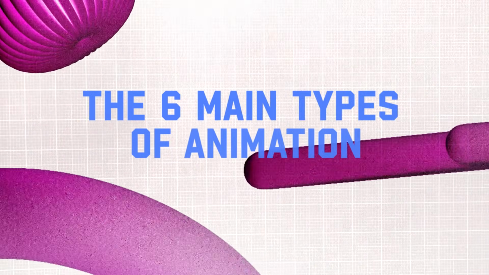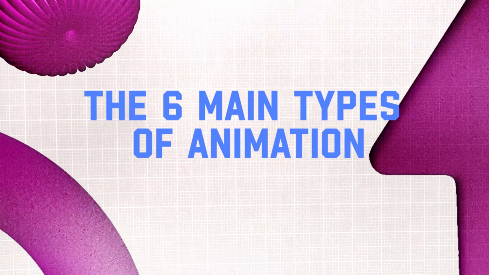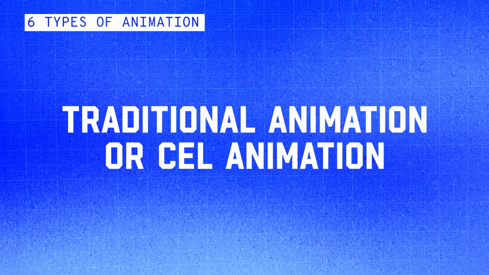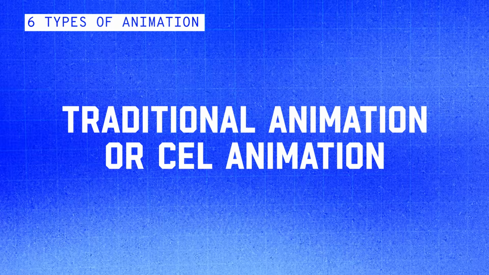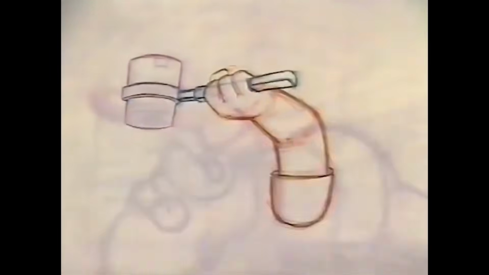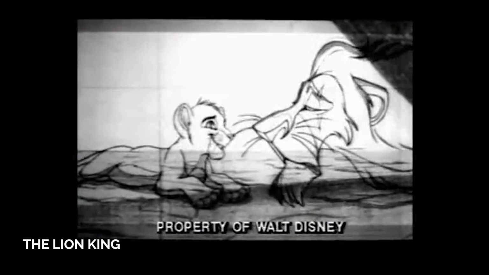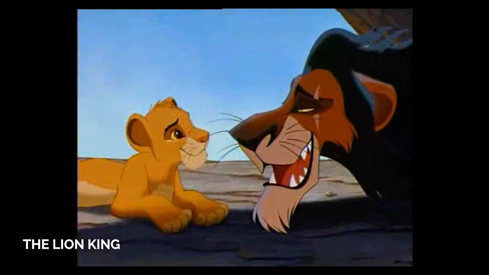Let's talk about the 6 common types of animation you'll come across. Traditional animation or cel animation. This is the classic frame-by-frame drawing style. Every movement is drawn by hand, like in the old Disney movies such as The Lion King or Snow White.